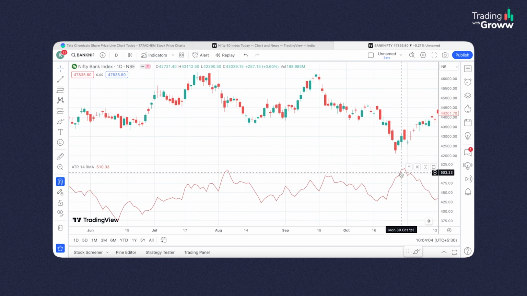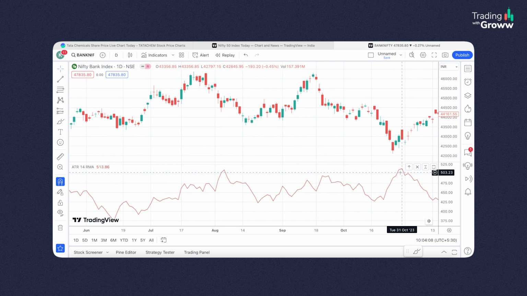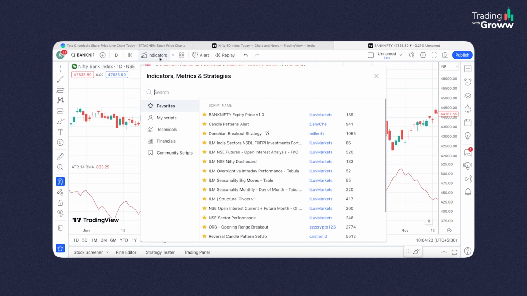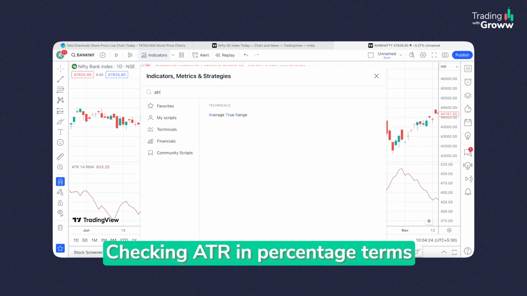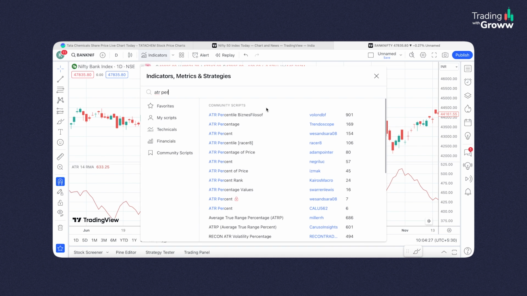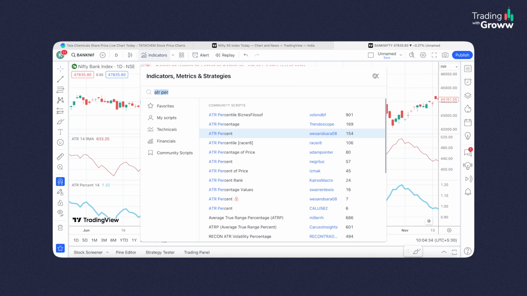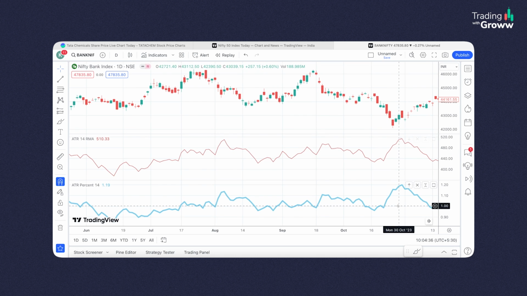Earlier it was around 500 levels, and now it is around 630 levels, which means the current ATR level is higher than the previous ATR levels. So you might think the ATR has increased, but that is only in absolute terms. So always check ATR in percentage terms. Go to indicators and type ATR and type percent. Now we will have a percent here. So ATR percent is an indicator which you need to apply. If you apply this, then from absolute it changes to percentage terms.